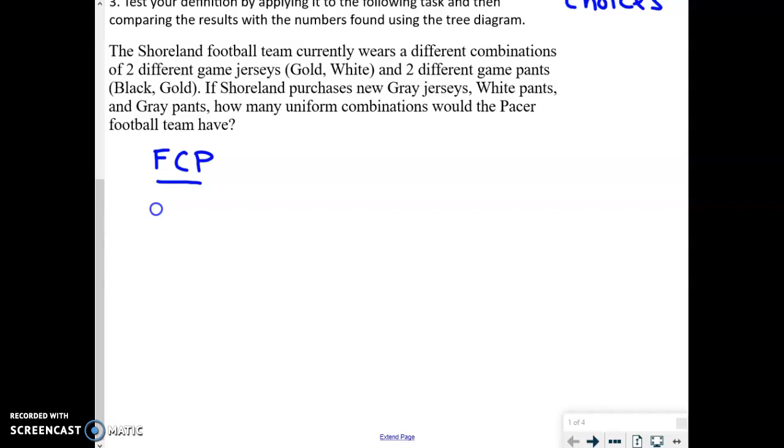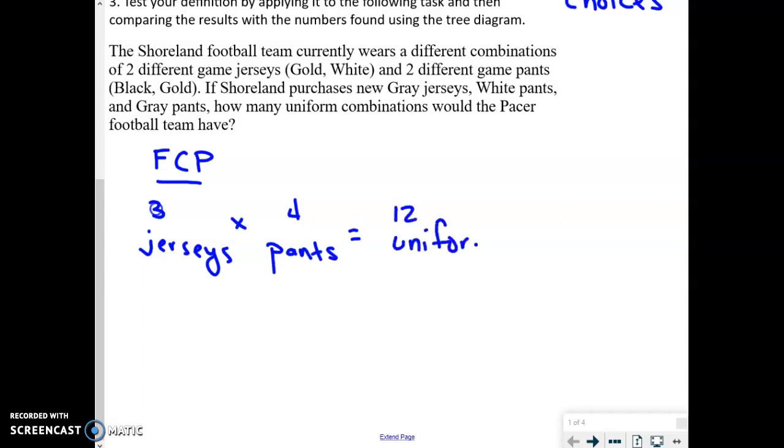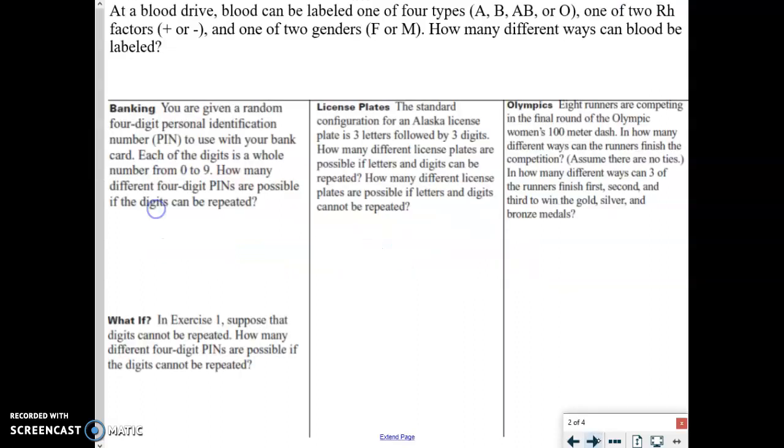But if we add a new jersey, so if we have 3 jerseys, and we take that times now the 4 pants that we have, that would take us up to 12 uniforms that we would be able to play with on Friday night. So by adding a choice to each, we have increased the number of choices we have in the end. So let's just go through a few examples.